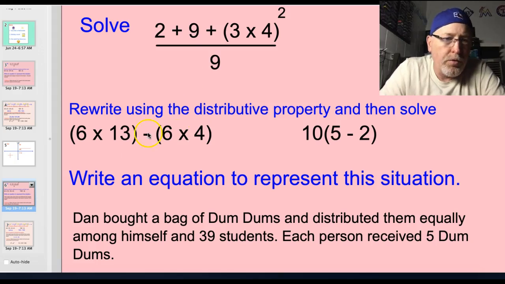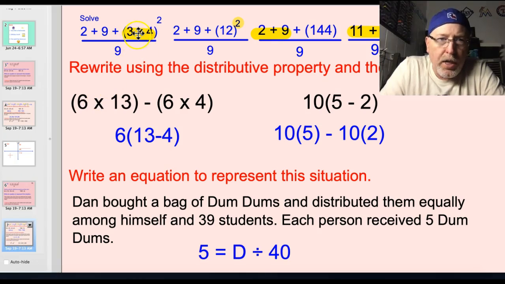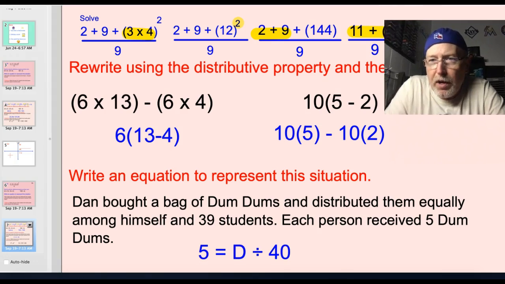Okay, let's run through this order of operations one first. You've got to do the multiplication inside the parentheses first, so that becomes 12. Then you've got the exponent. 12 squared is 144. Now you've got 3 things to add together. You have to start over here on your left-hand side. First come, first served, and that would be 2 plus 9 is 11. 11 plus 144 is 155.